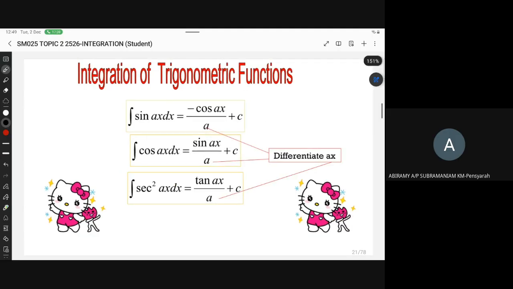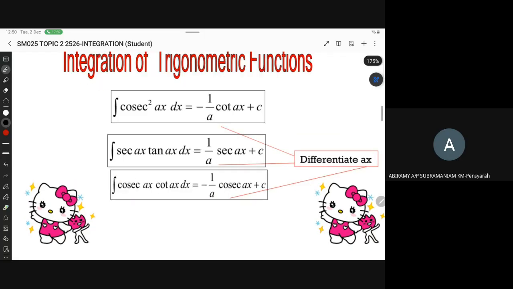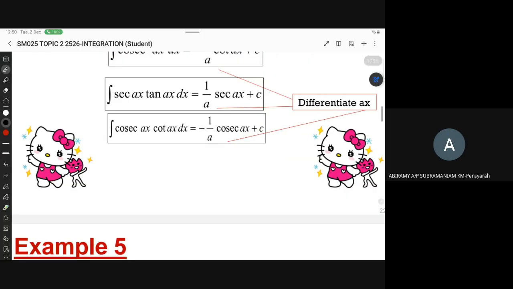As we have learned before, the differentiation of trigonometry function. We know when we differentiate sine x, we will be getting cos x, which means when we integrate cos x, we are going to get sine x plus c. That's how we get integrate cos x is sine x, and also integrate sine x is negative cos x, and integration of secant square, cosecant square, secant x tangent x, and also cosecant x cotangent x.